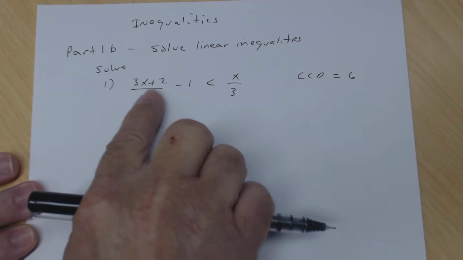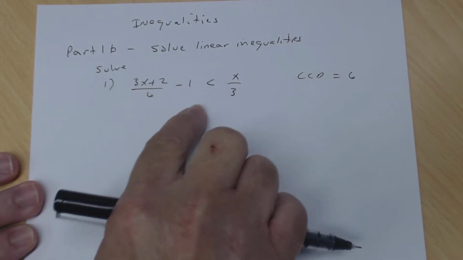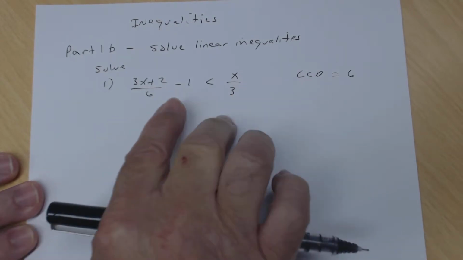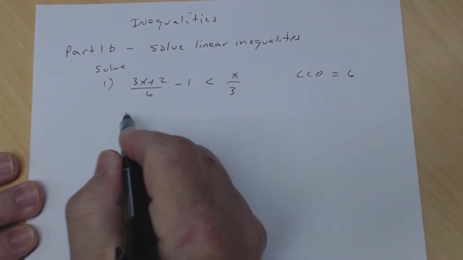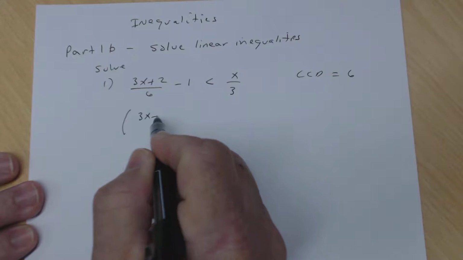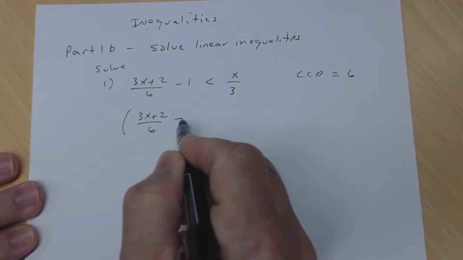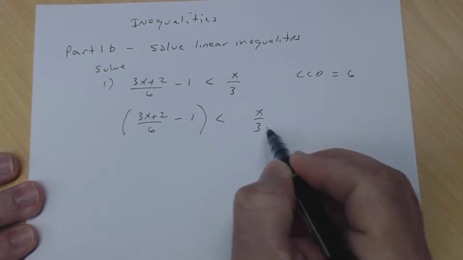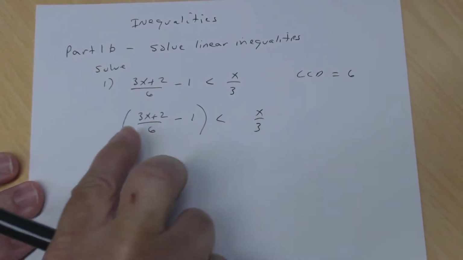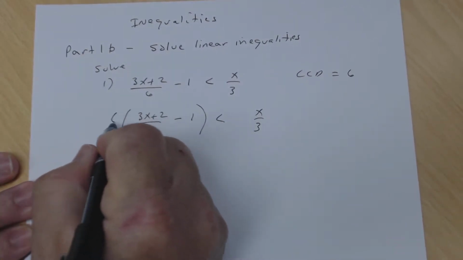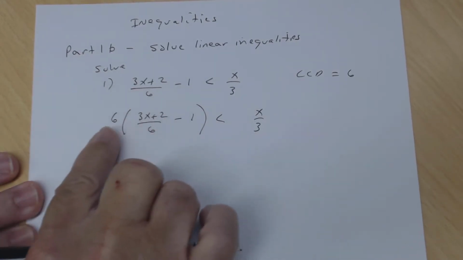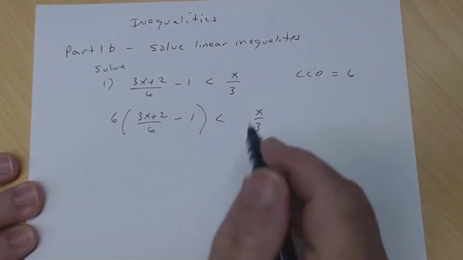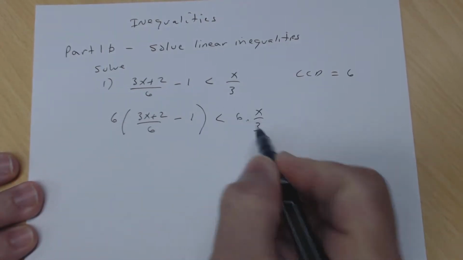Now you see these two terms on the left, one term and another term. Here there's only one. So we're going to put parentheses around this one. You're going to say (3x + 2)/6 - 1, close parentheses, is less than x/3. And the reason we're going to put parentheses here is because every term on this left side has to be multiplied by 6. So you have to distribute the 6. And over here, what I do to one side, I have to do to the other.